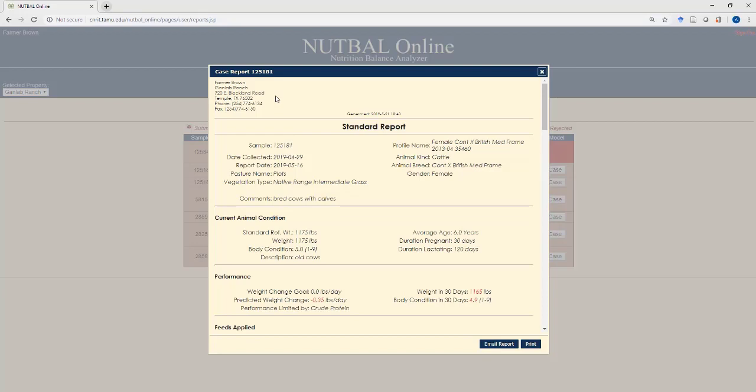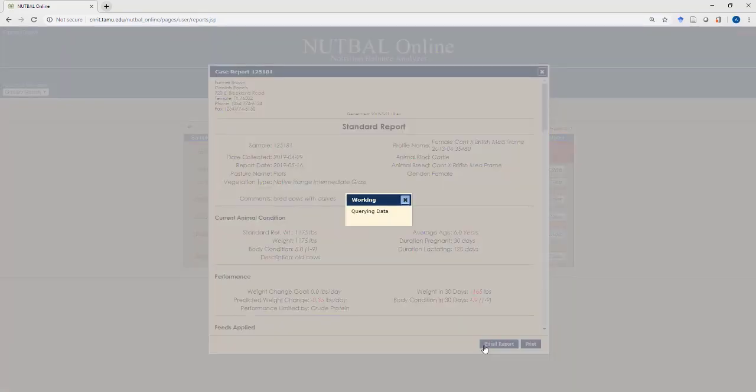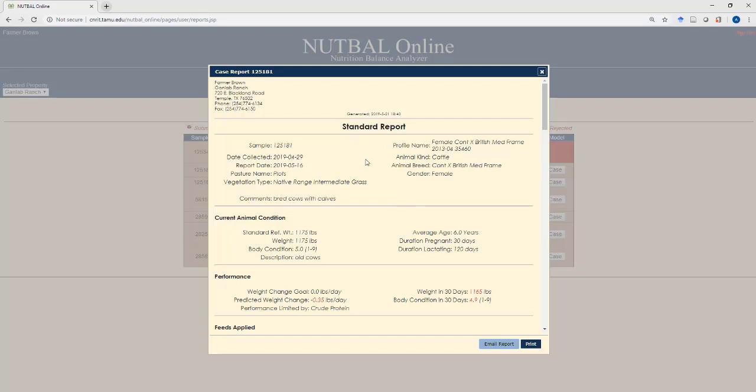So this pop-up will appear, and this is going to be the same results that we would send you either as a physical copy or through email, and you have the option down here to print it or to email it back to yourself again. And so you just hit that, and it will go to the email associated with your account.